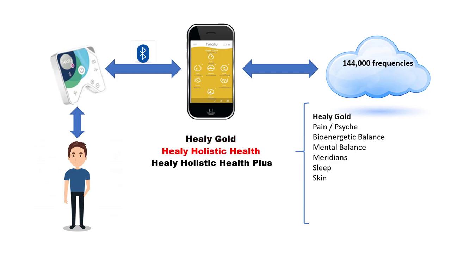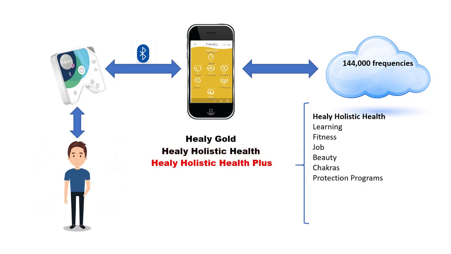The Holistic Plus has all of those, plus another one for pain and psyche, for bioenergetic balance, for mental balance, for meridian balancing, for sleep, and for the skin. And the Holistic Health Plus has all of those, plus learning, fitness, job, beauty, chakras, and what they call the protection programs. And those have things like EMF protection in them. You can check on the price list in the Healy or in your back office to find out exactly what those prices are.